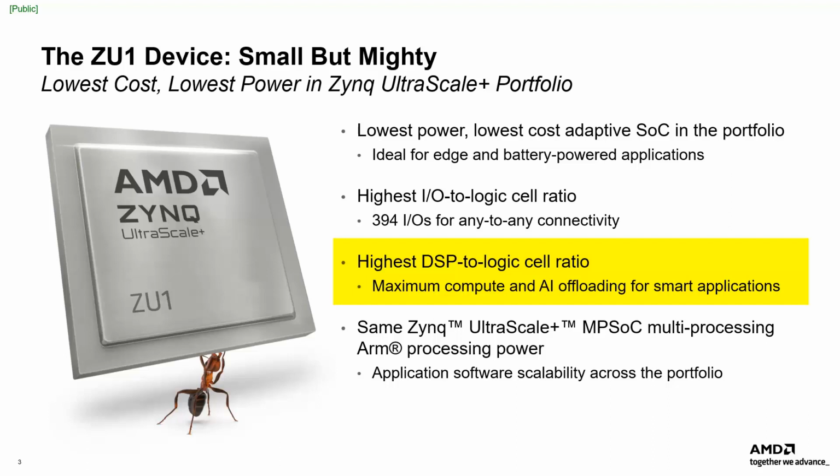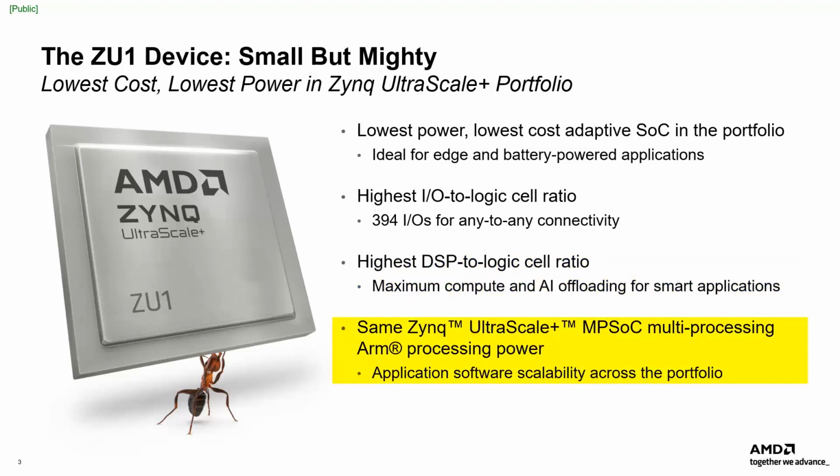in AMD's cost-optimized portfolio. The ZU1 still offers the same amazing multiprocessing power as the rest of the Zynq UltraScale Plus family, including ARM A53 and R5 processors. The ZU1 also inherits all the same safety and security features found in the rest of the architecture. This lends itself well to scaling from one device to another in the family from a software perspective.